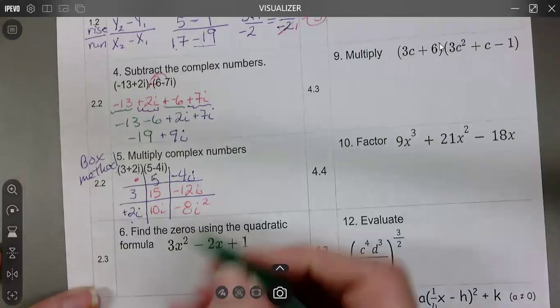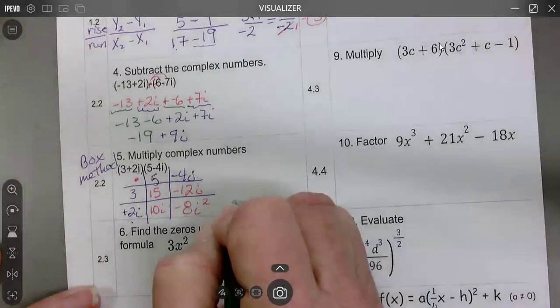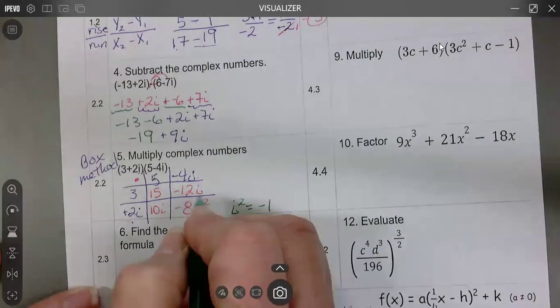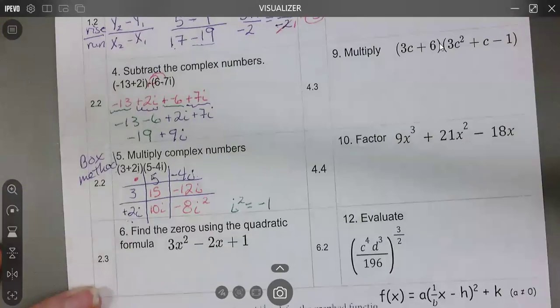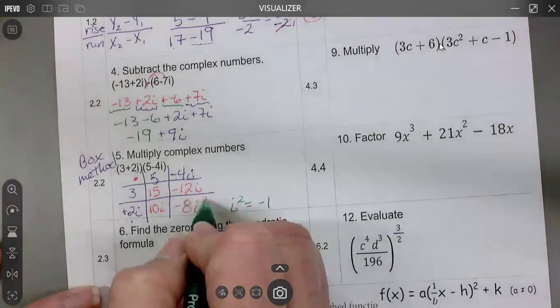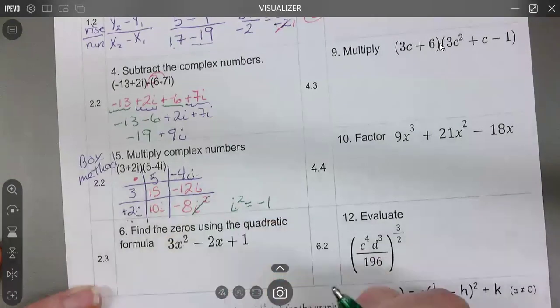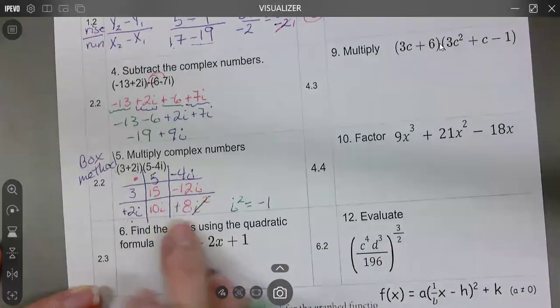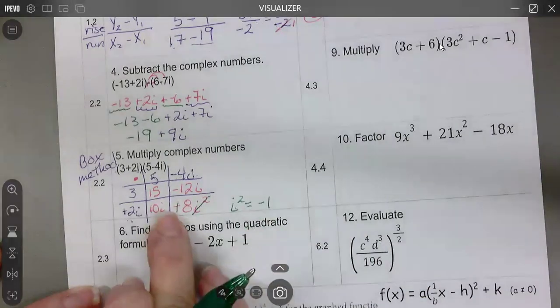Super important that you remember that i squared equals -1. So I encourage you to use a different colored pen or writing utensil to show this, but we're going to take that i squared away, and we're going to multiply -8 times -1, which gives us +8. So I changed the sign.